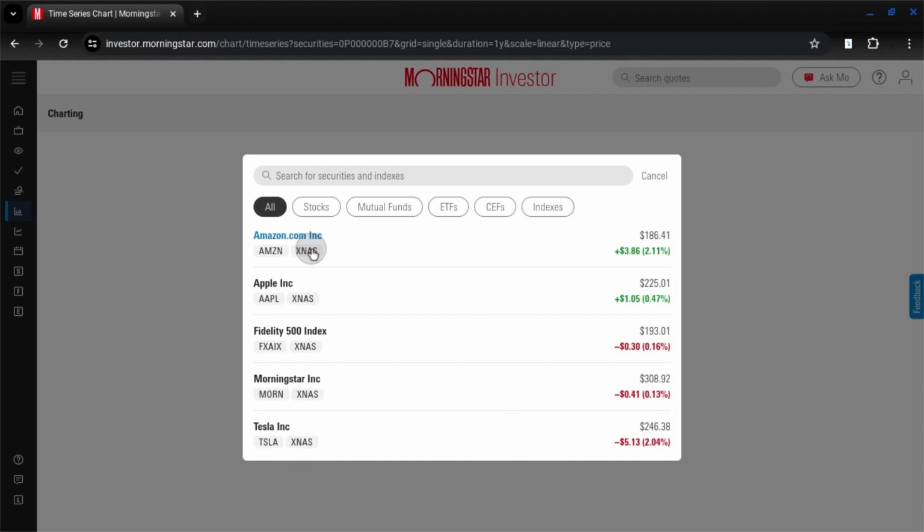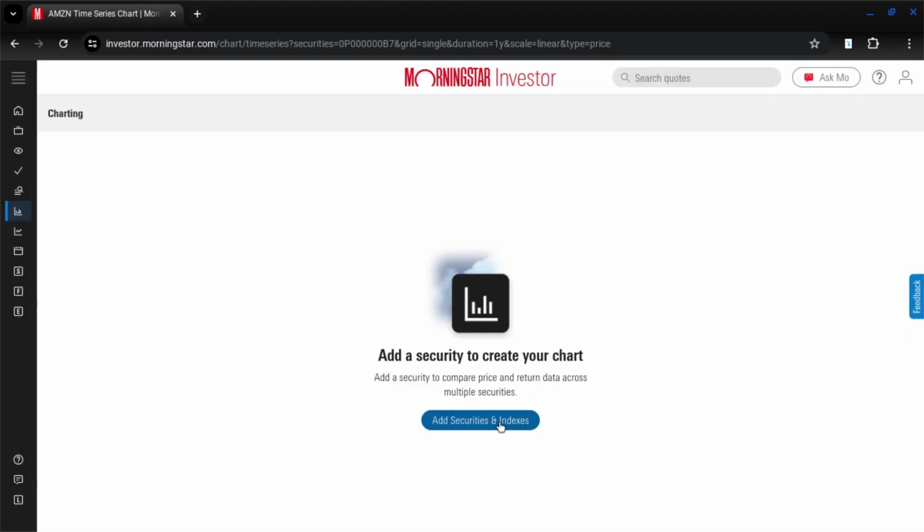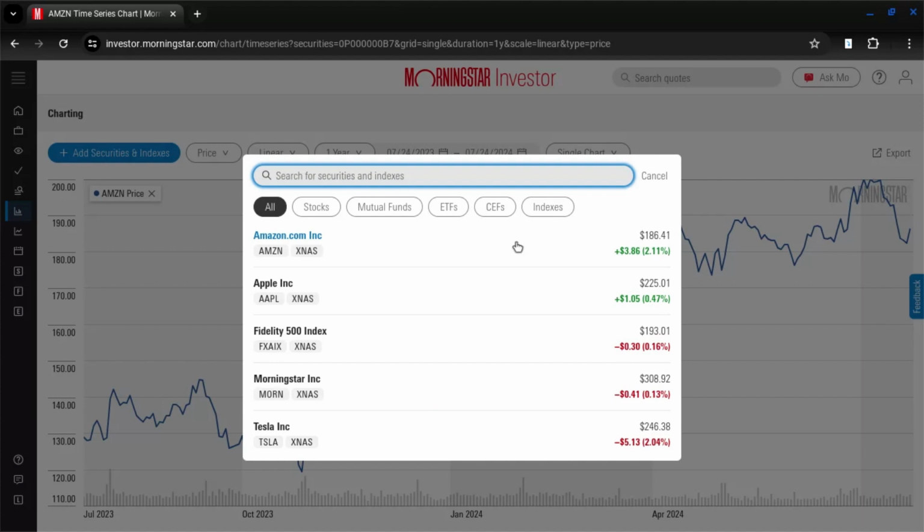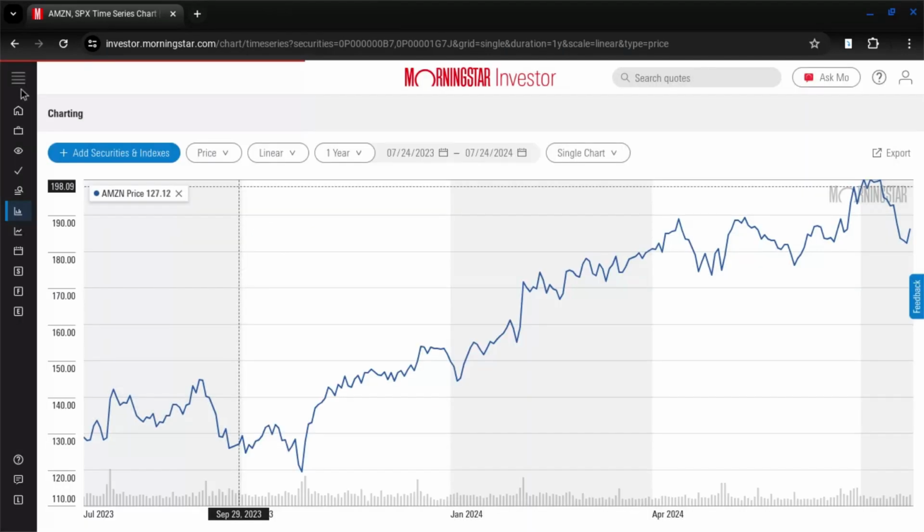Charting, I don't use Morningstar Investor charting because this charting is pretty basic. If I really need charting, I will use TradingView. TradingView is one of the best charting software out there in the market right now.